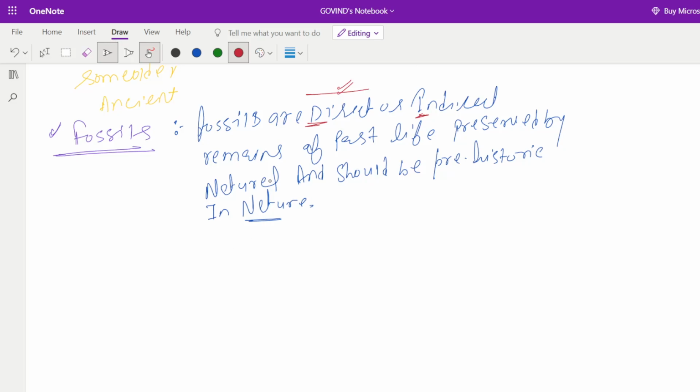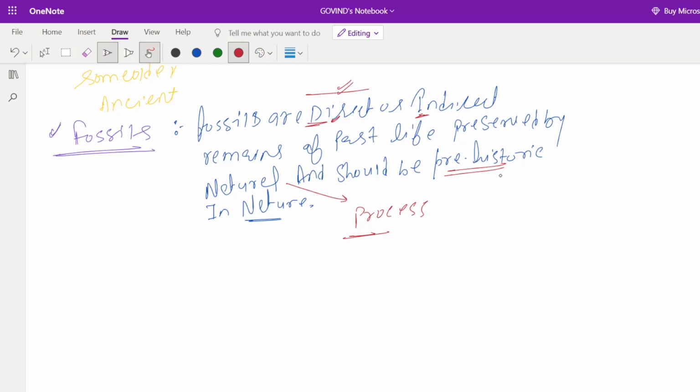So it is just a remain of past life. It is not necessary that a remain of the organism should be there. No, it is not necessary. It can be in the form of an imprint as well. So fossils are direct or indirect remains of past life preserved by natural process. Well, it is a natural process and should be prehistoric. Now what is the meaning of prehistoric? This is something which is very important. Make sure if you got a bone which is, let's say, 100 years old, you can't call it a fossil. It is important to understand, we can't call a bone even which is 500 years old a fossil.